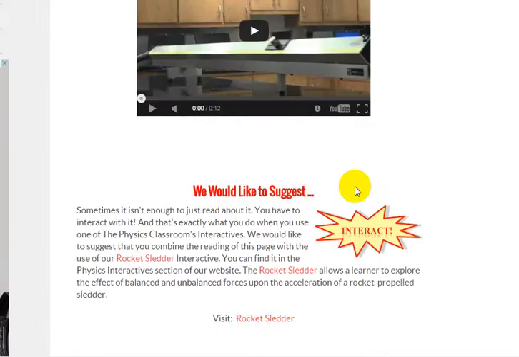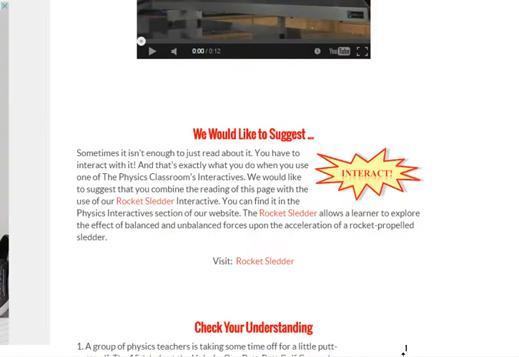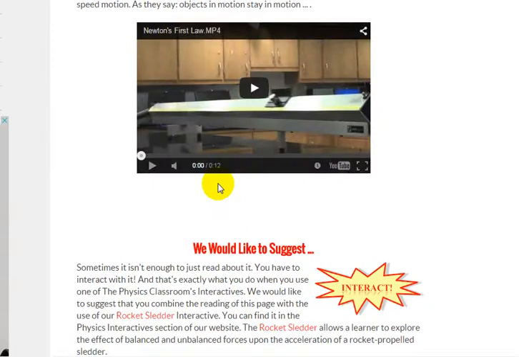Okay, so that's the first page. We'll come back and look at part 2, more detailed, looking at these forces.